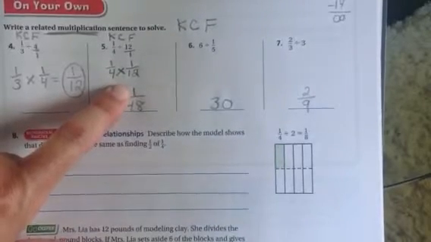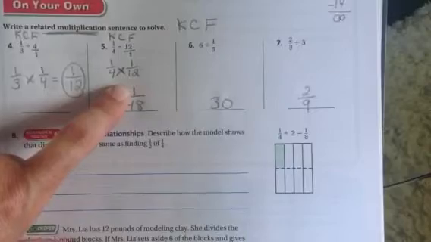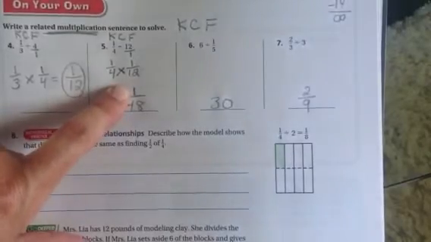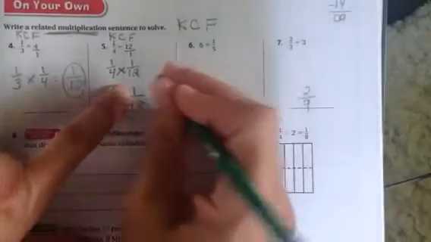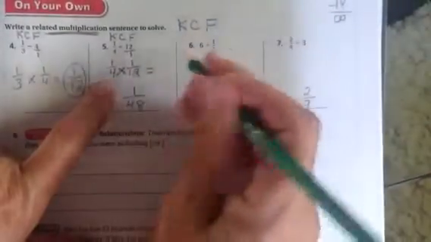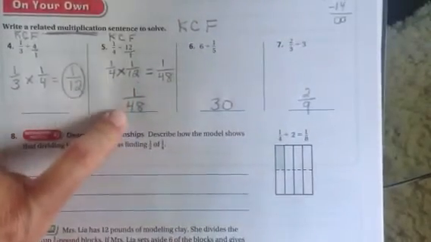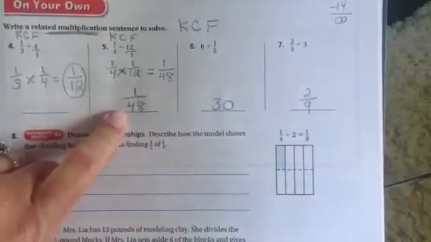Do you know how to multiply fractions? I hope that you're saying, yes, I do, Mrs. Stark, because we just spent an entire chapter 7 on it. So here's the easy part. Now you multiply. 1 times 1 is 1. 4 times 12 is 48. And there we have it, 1/48.